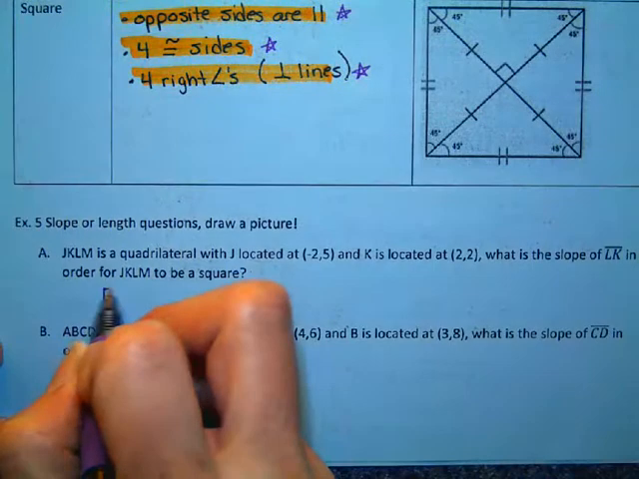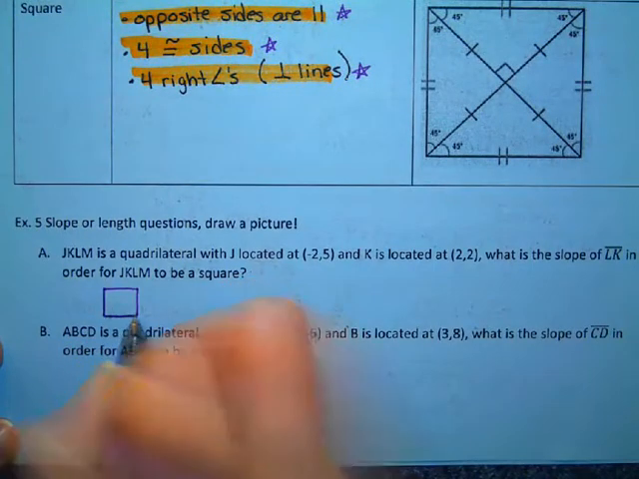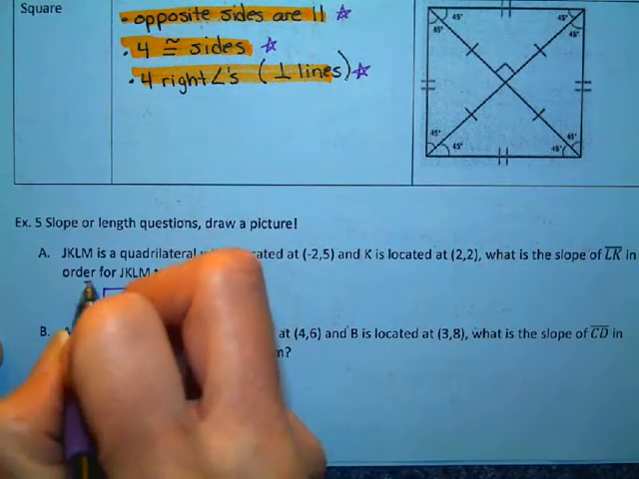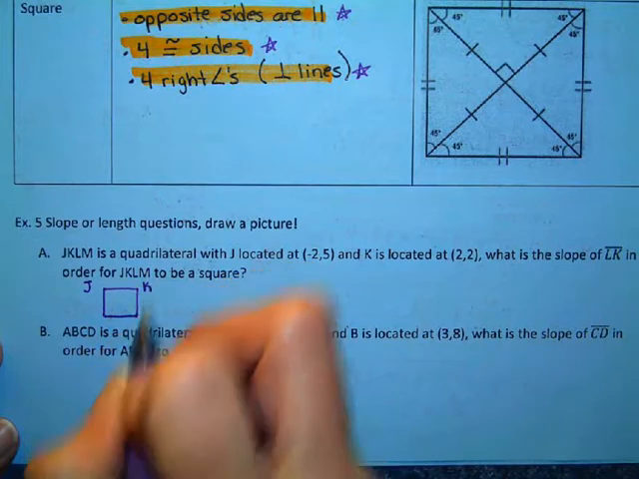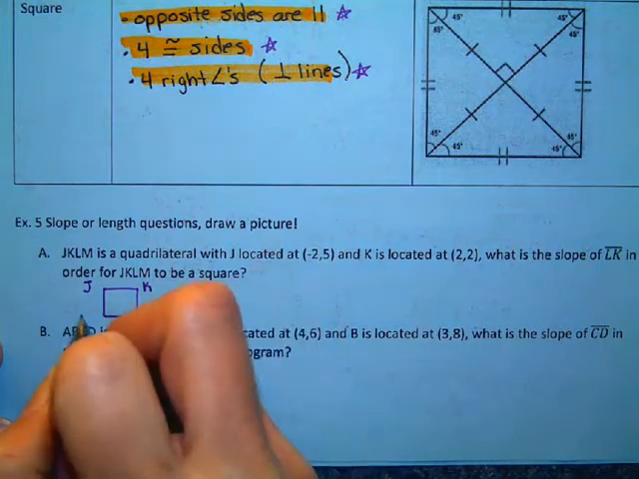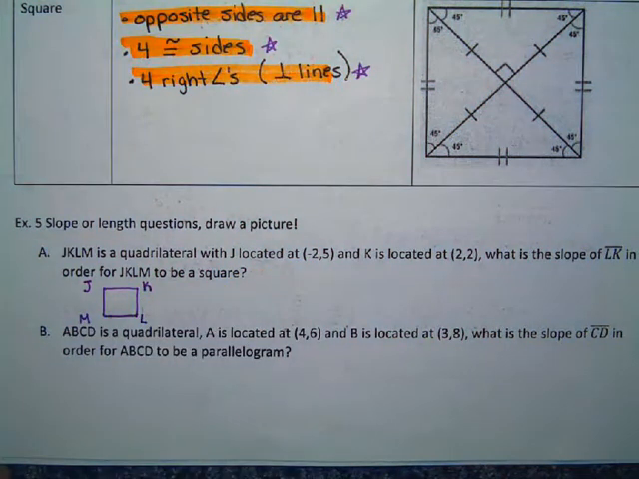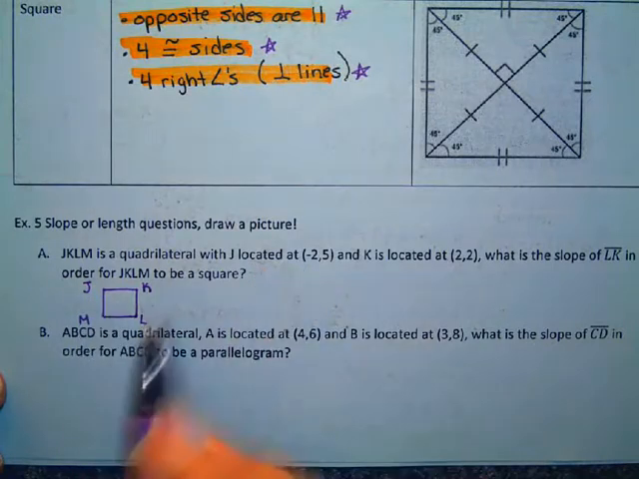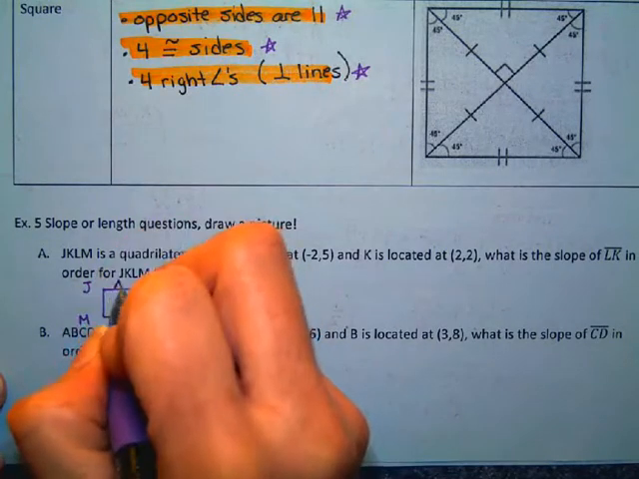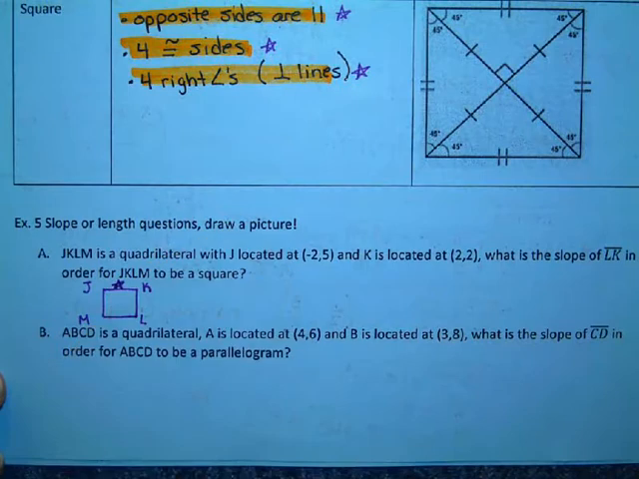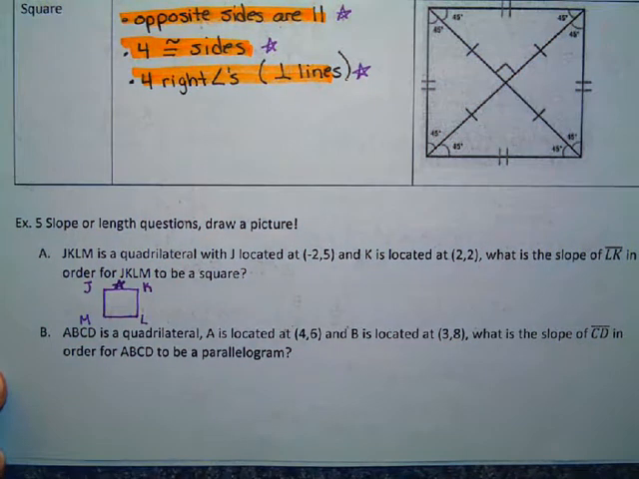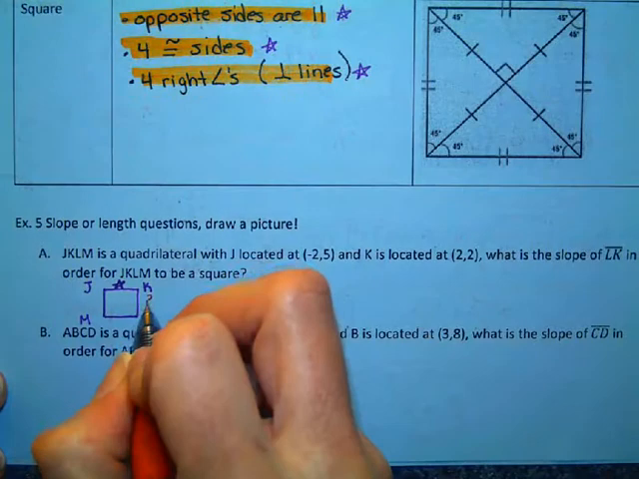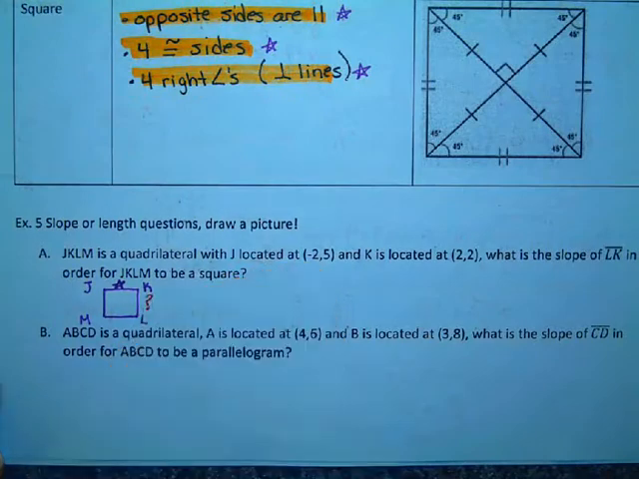When you draw these pictures, J, K, L, M, you pick a corner to start at, and you need to go around the outside of that corner, outside of the box. So we have J, and we have K. So we have this side here. What does the slope of LK have to be for this to be a square? In order for this to be a square, this would need to be 90 degrees.